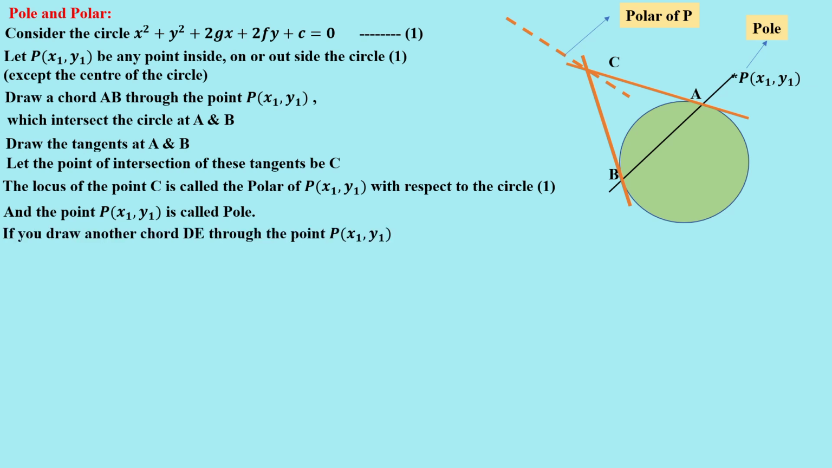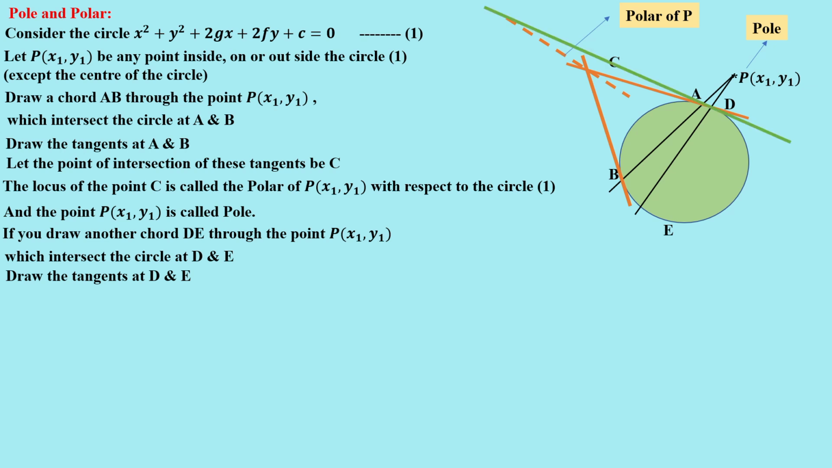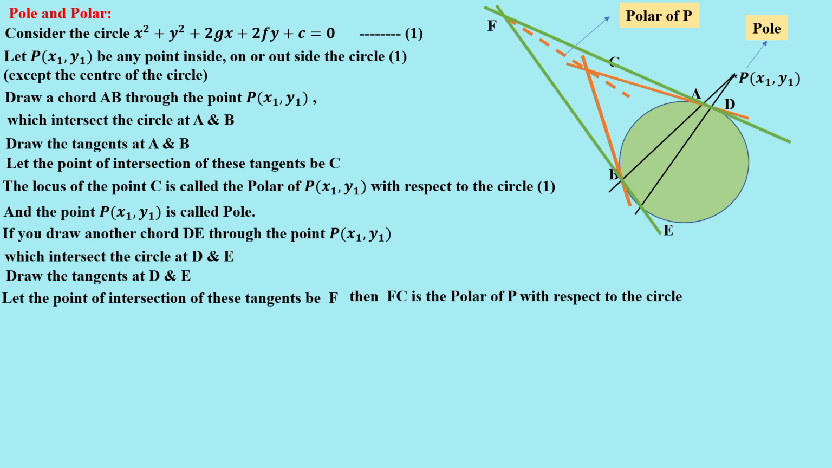If you draw another chord DE through the point P(x1, y1), which intersects the circle at D and E, and draw tangents at D and E, let the point of intersection of these tangents be F. Then FC is the polar of P with respect to the circle, and the point P(x1, y1) is the pole.